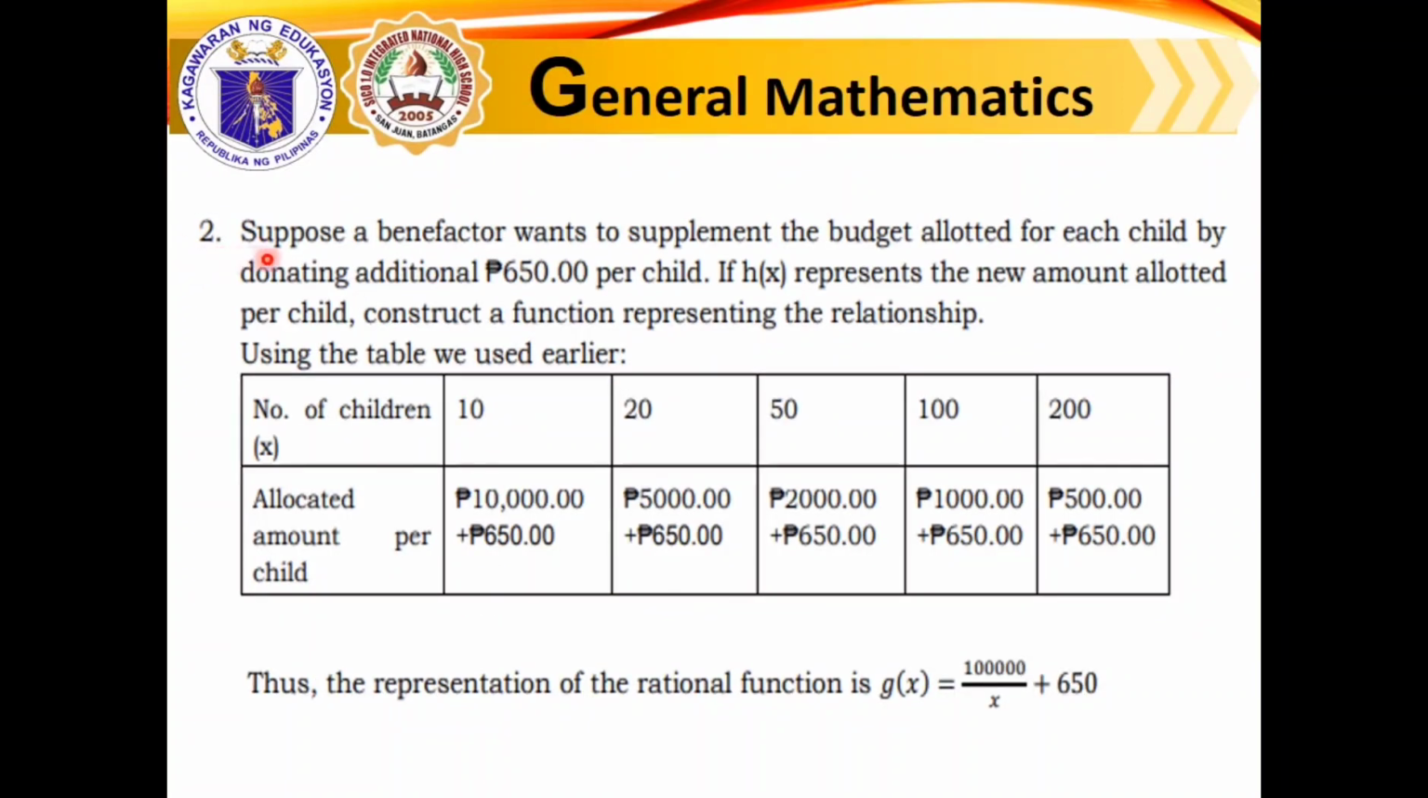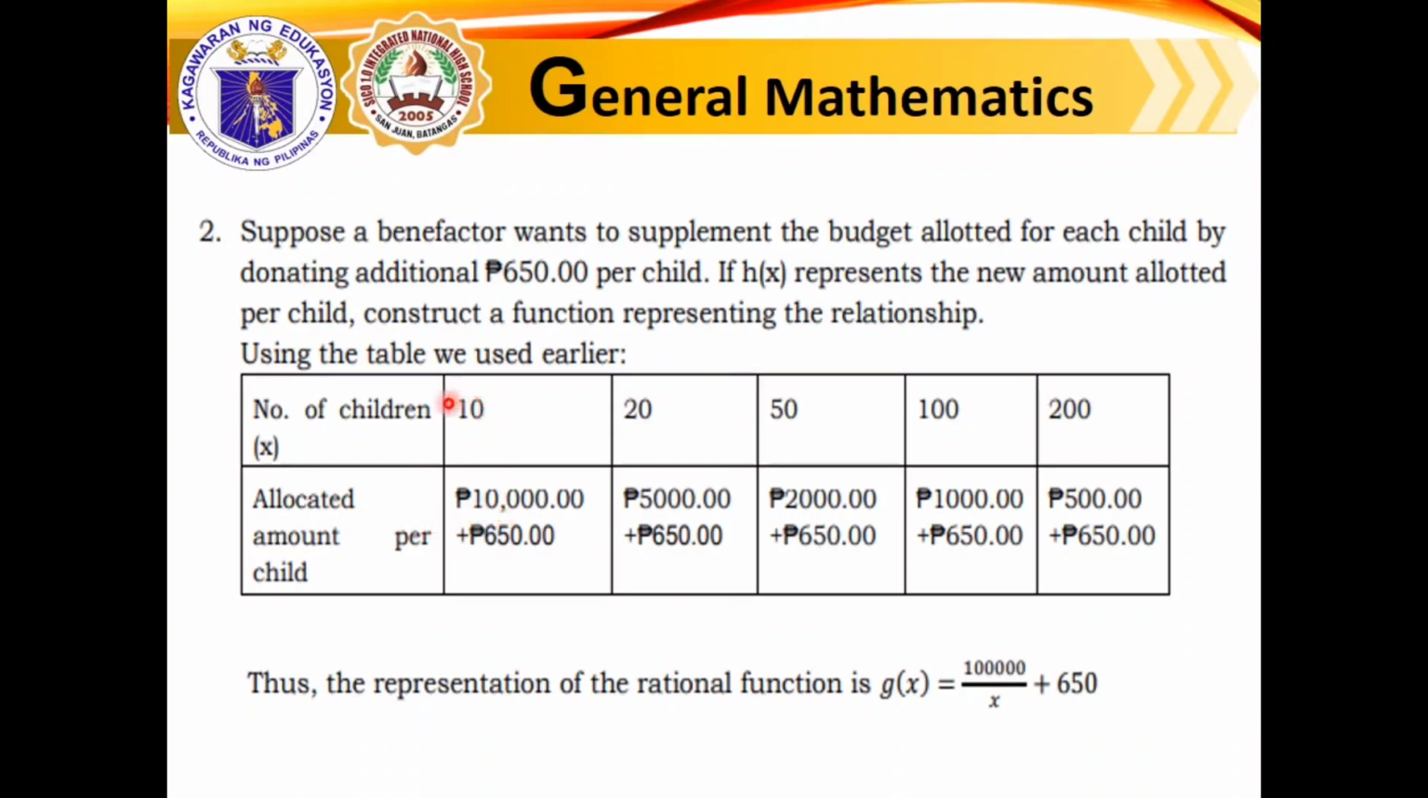Example number 2. Suppose a benefactor wants to supplement the budget allotted for each child by donating an additional 650 pesos per child. If h of x represents the new amount allotted per child, construct a function representing the relationship. In solving this problem, we should determine the number of children and the allocated amount per child. As you can see, we have a total number of children: 10, 20, 50, 100, and 200. The allocated amounts per child are as follows.